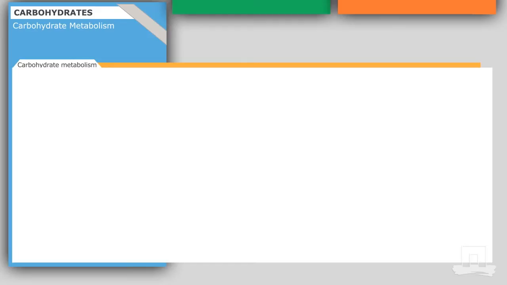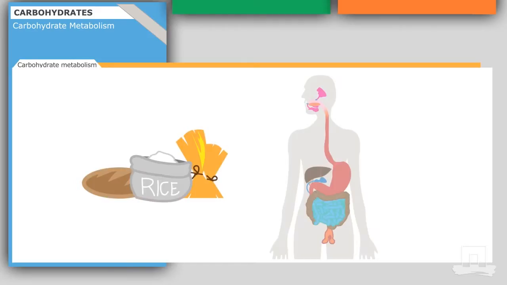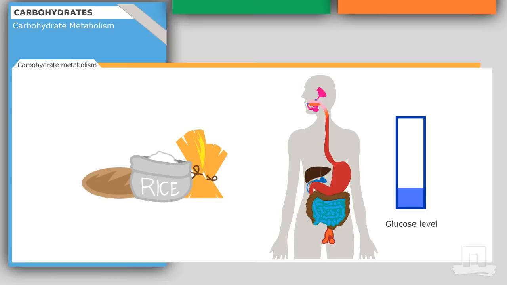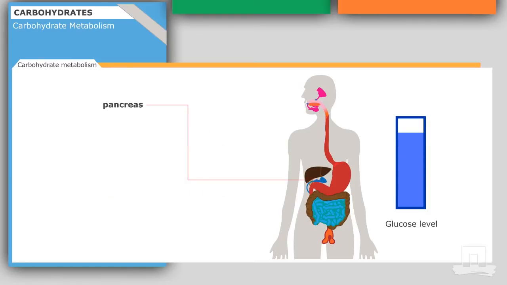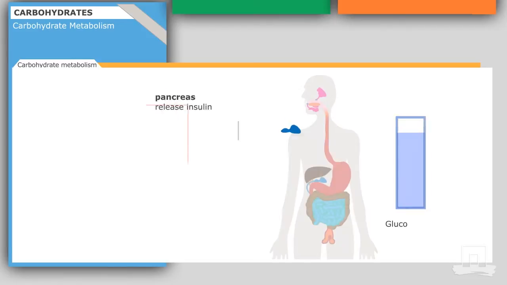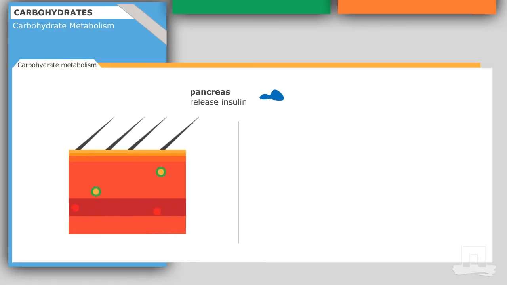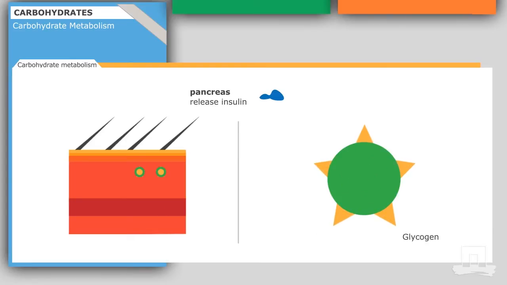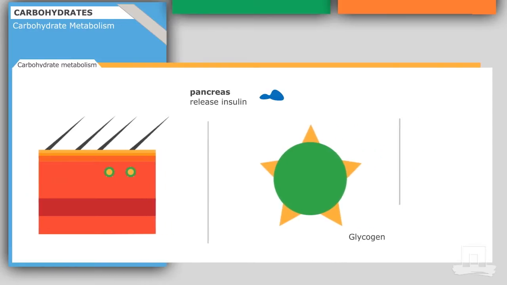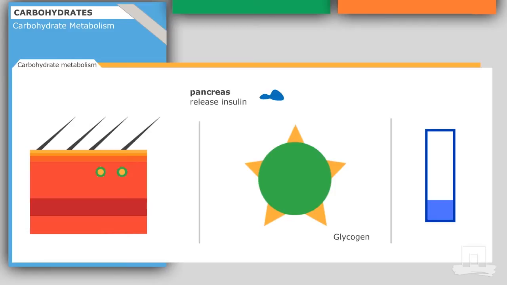Now, consider the situation after a meal. After a meal, your blood glucose level will go up, and that increase will trigger the pancreas to release a hormone called insulin. Insulin has two major actions. It stimulates the uptake of glucose into tissues, and it stimulates the conversion of the glucose into the storage form of glucose, which is called glycogen. The consequence of those two actions is that blood glucose levels go down.